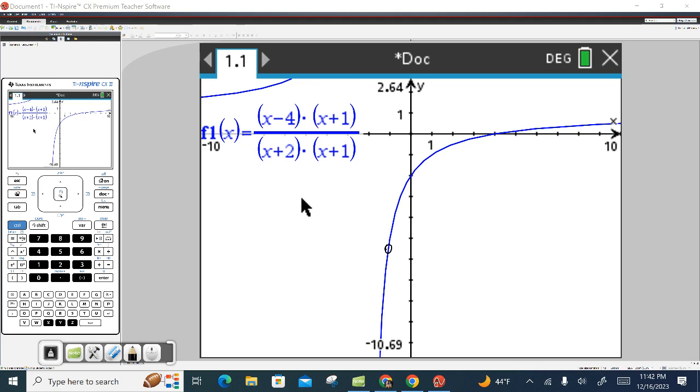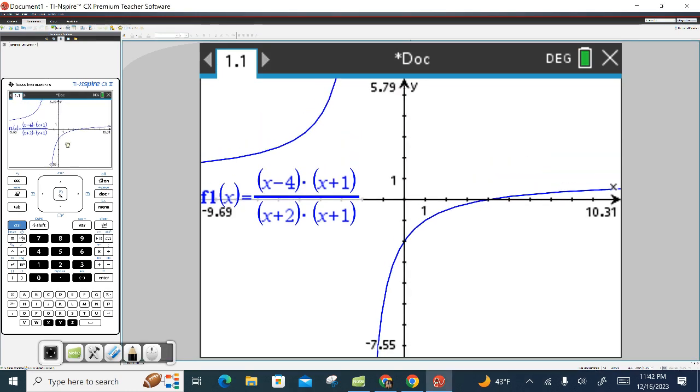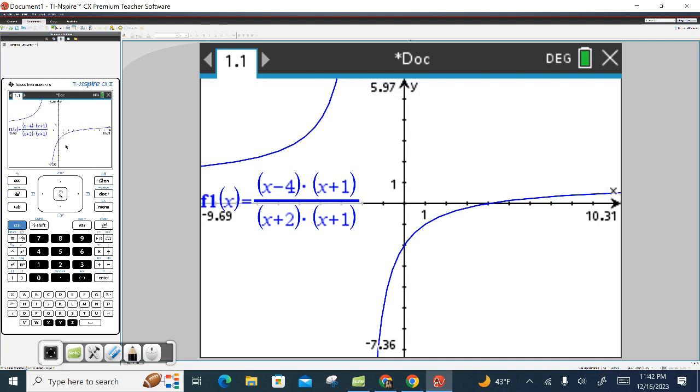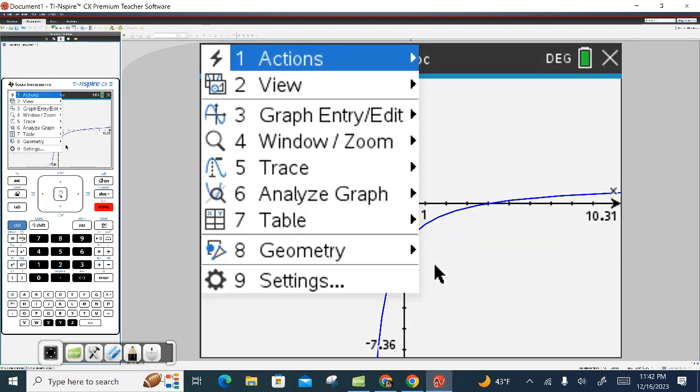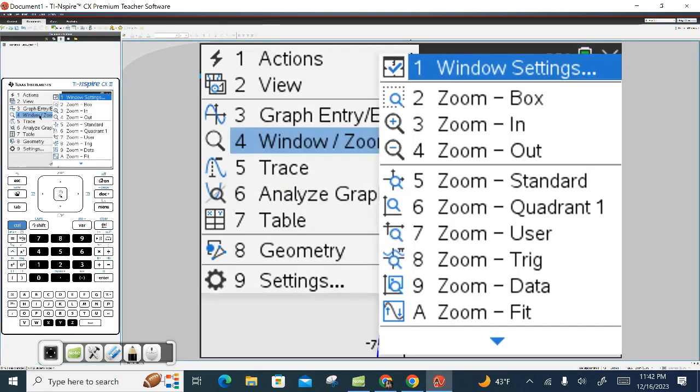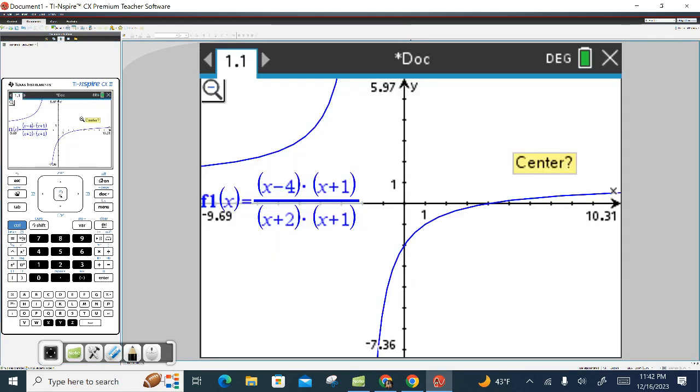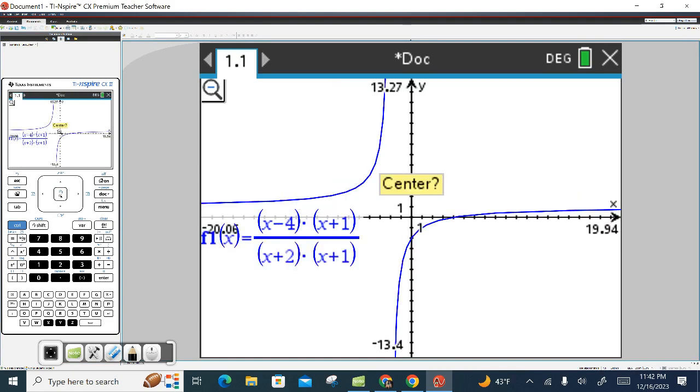Now, we came up with a couple of other things. Let me move this back down. And I'm actually going to zoom out a little bit. So give me window zoom. And we're going to zoom out a bit. Okay. All right. So we're done zooming.